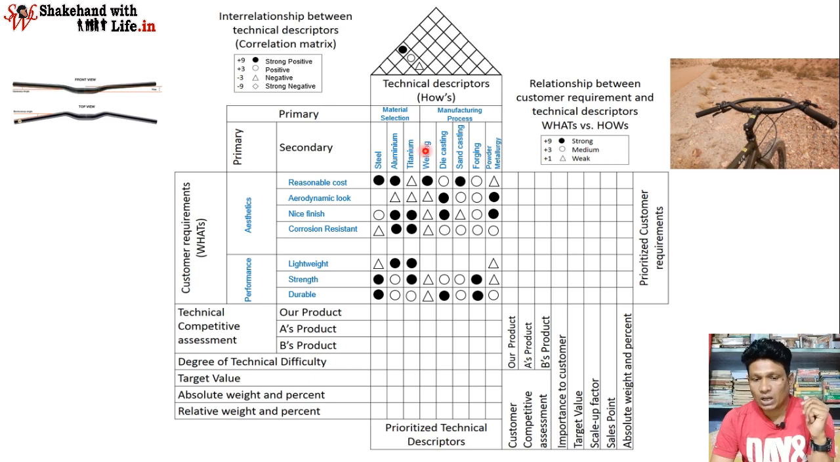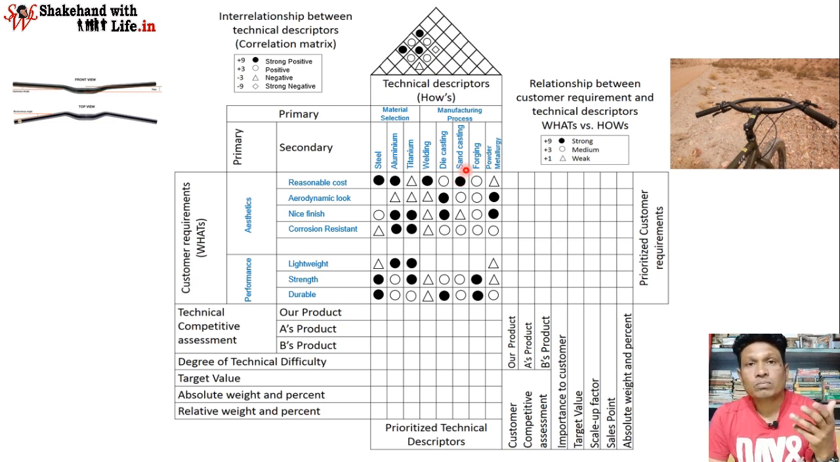which is our welding. Now with the second process, steel has a positive relationship with die casting, aluminum has a strong positive relationship with die casting, titanium has a positive relationship with die casting, right? Now we study the relationship of all three metals with sand casting. Steel has a strong positive relationship with sand casting, aluminum has a positive relationship with sand casting, and titanium has a strong negative relationship with sand casting.